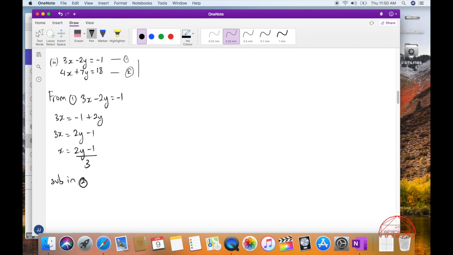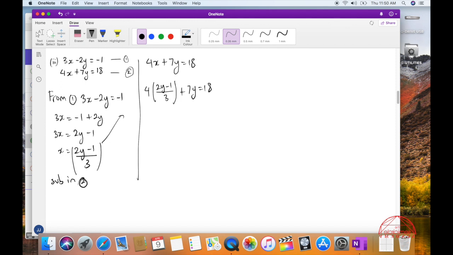So what do I have for equation 2? Equation 2 is 4x plus 7y is equal to 18. Now I'll just take this x and I'll put it wherever I see x in equation 2. So that's 4 into 2y minus 1 divided by 3 plus 7y is equal to 18.